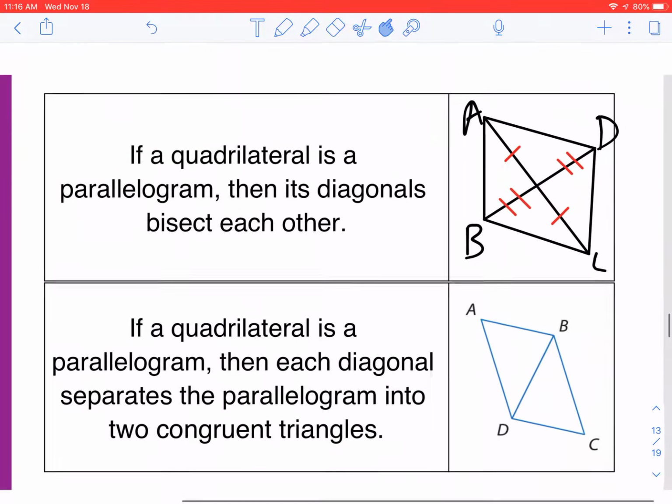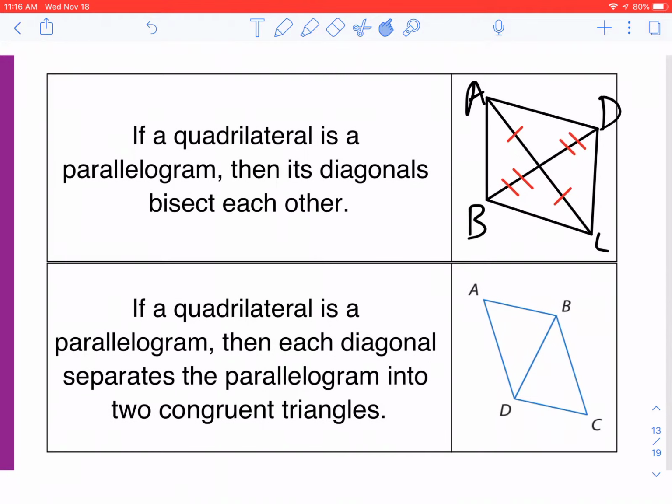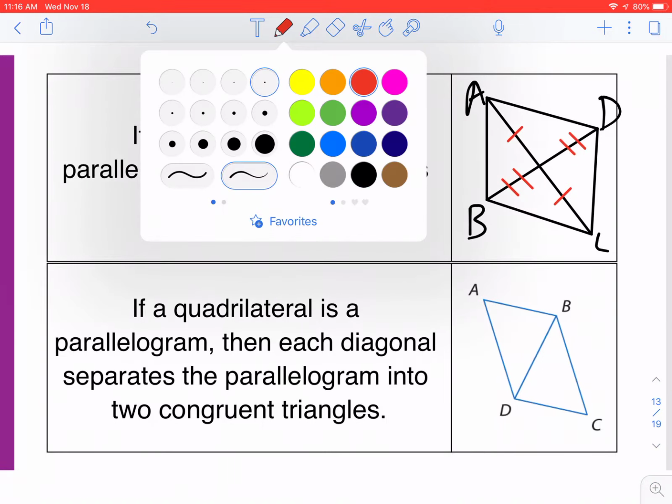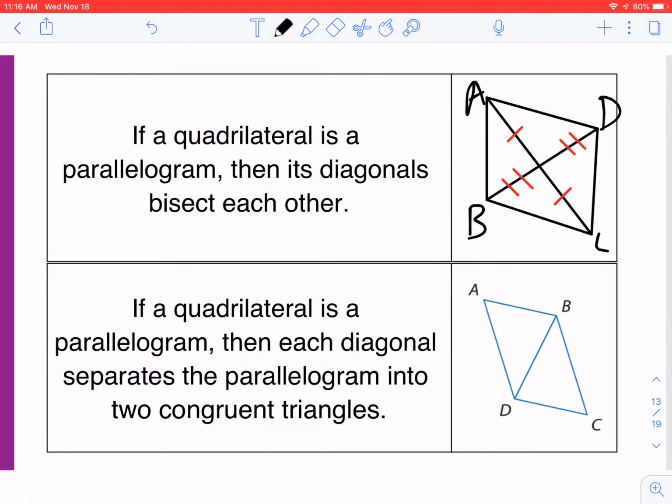And basically now we got two more. If a quadrilateral is a parallelogram, then its diagonals bisect each other. Okay, so we look there and we see that they bisect each other, meaning that, and actually I'm going to name this segment here F, or that point. So that would mean that AF is congruent to CF, and BF is congruent to DF. So that's bisecting.